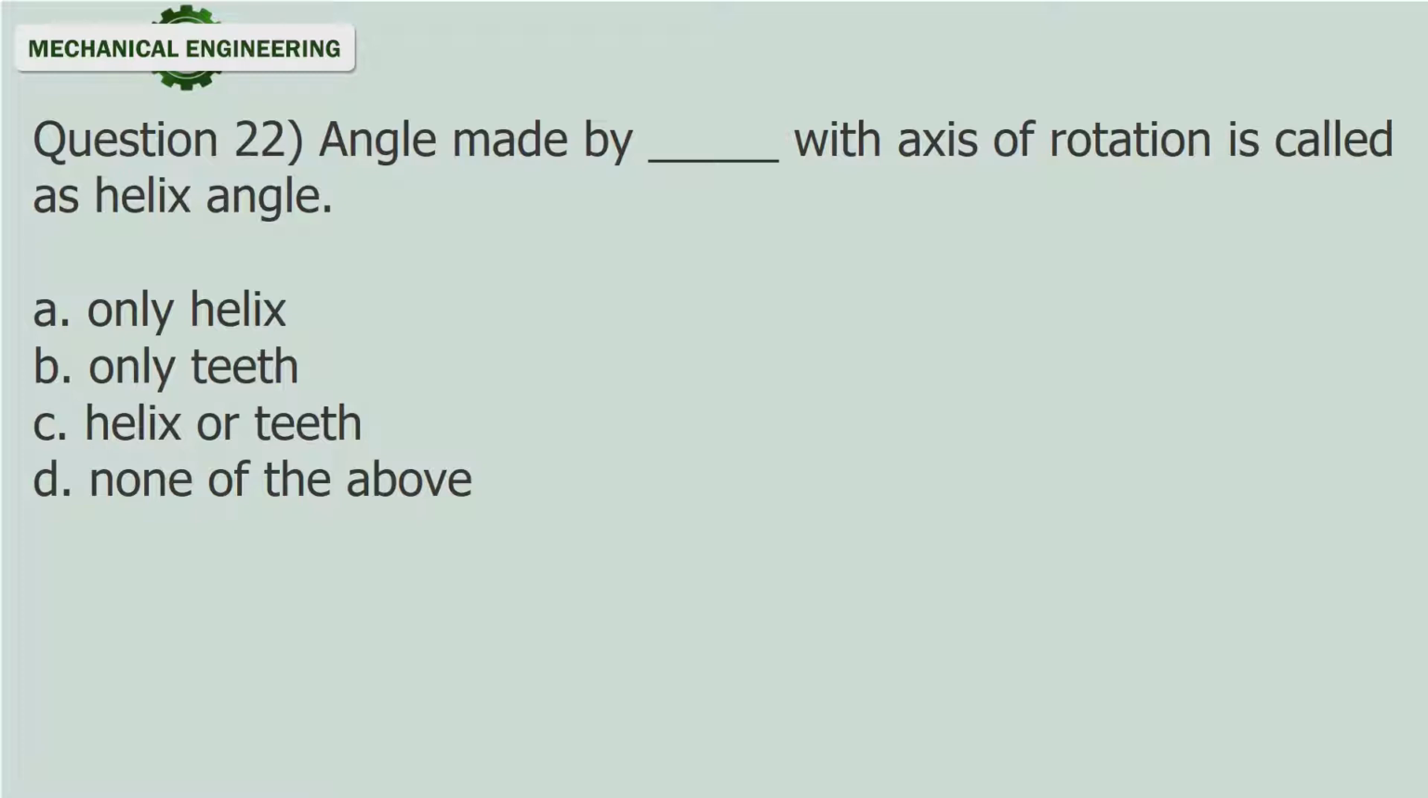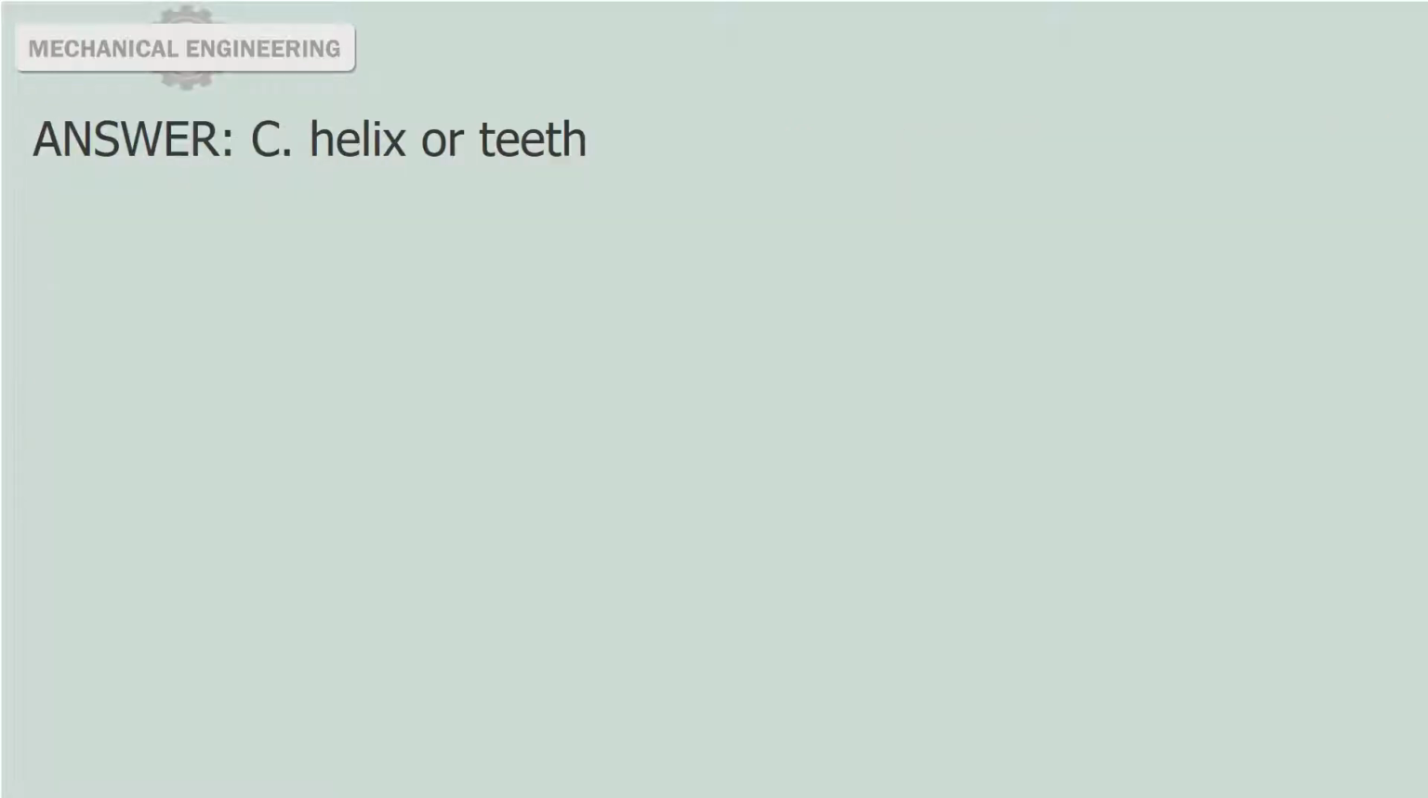Question 22. Angle made by, fill in the blank, with axis of rotation is called as helix angle. A. Only helix. B. Only teeth. C. Helix or teeth. D. None of the above. Answer: C. Helix or teeth.